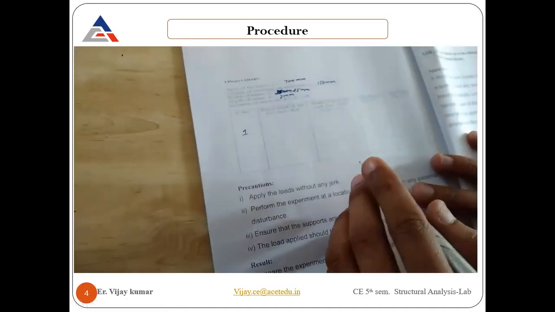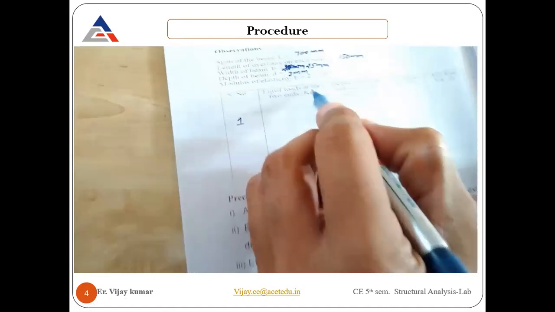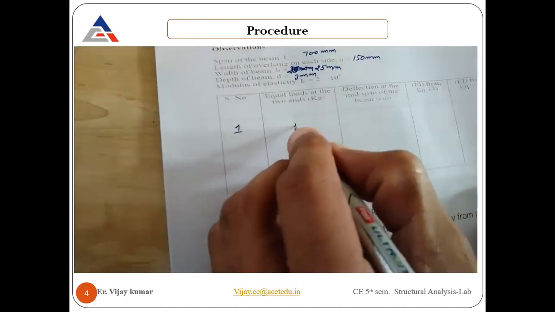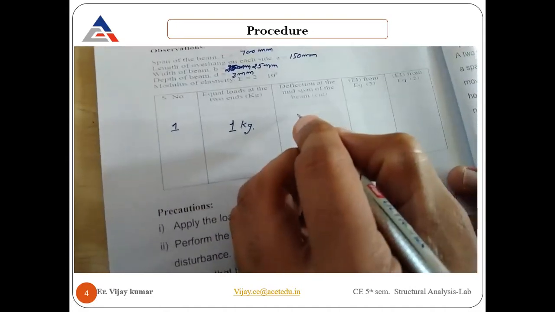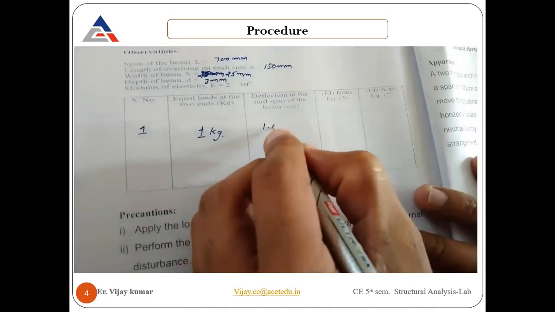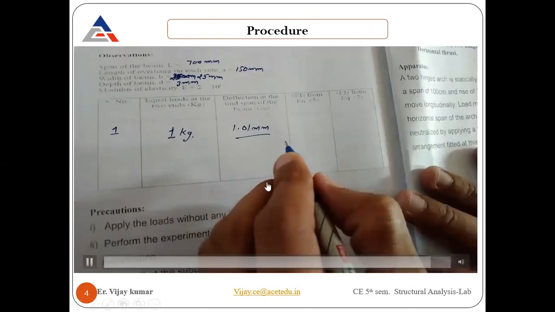Now this is basically the manual, in which I am just putting the values. Equal loads at the ends. So 2 kg will be there: 1 by 1, meaning I am taking 1 kg on each side, so it should be 2 kg in total. The deflection at the midpoint should be 1.05 again.